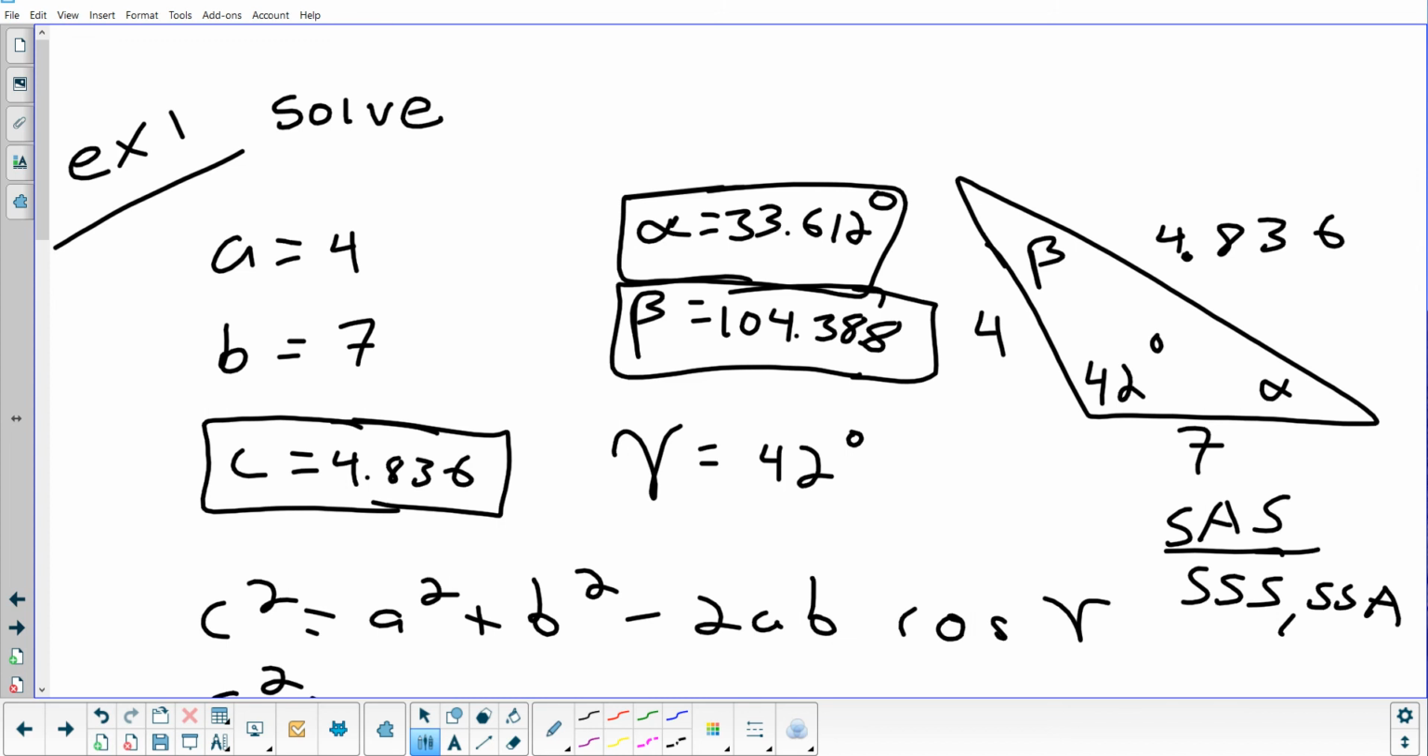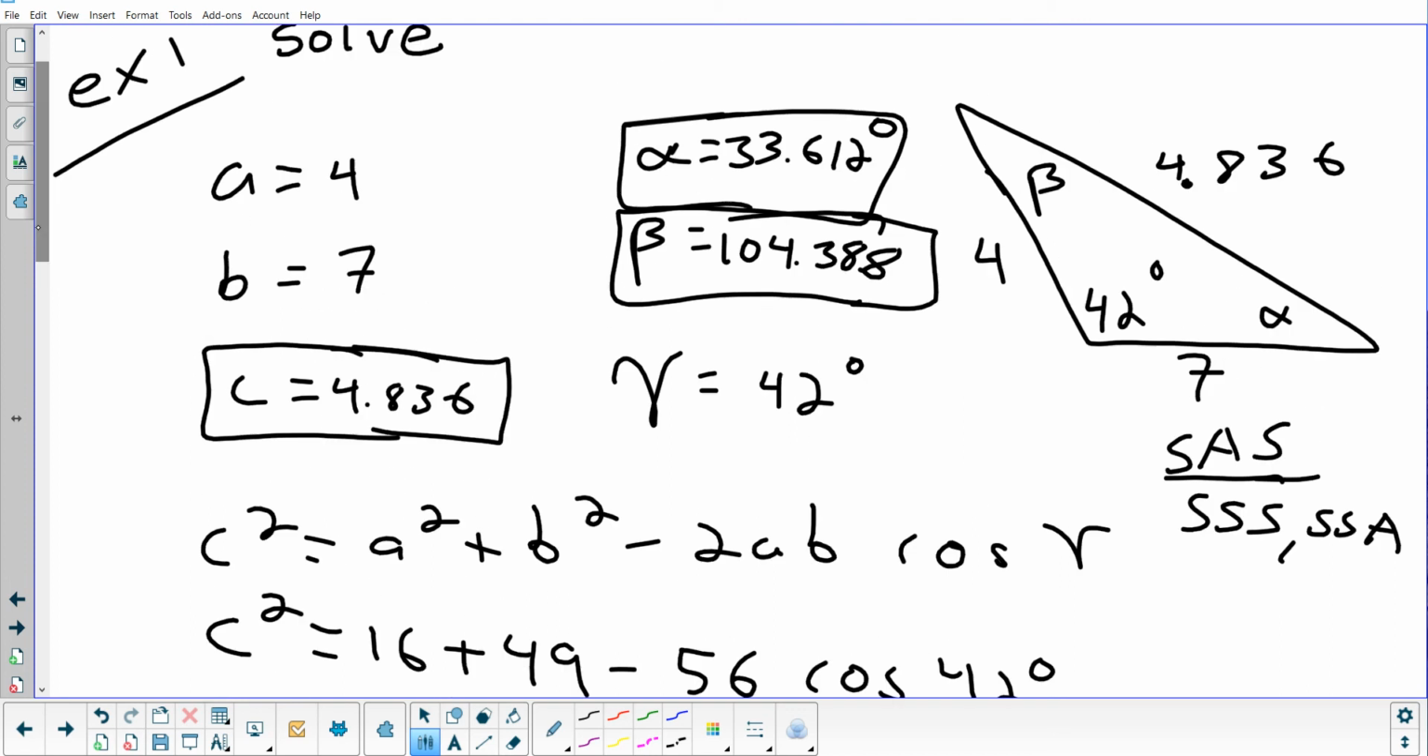Right, and that's about as hard as a law of cosines problem would get. With the exception of maybe a word problem, where it's a little harder to make the diagram, but as far as solving it, that's what you're looking at. Any question on that?